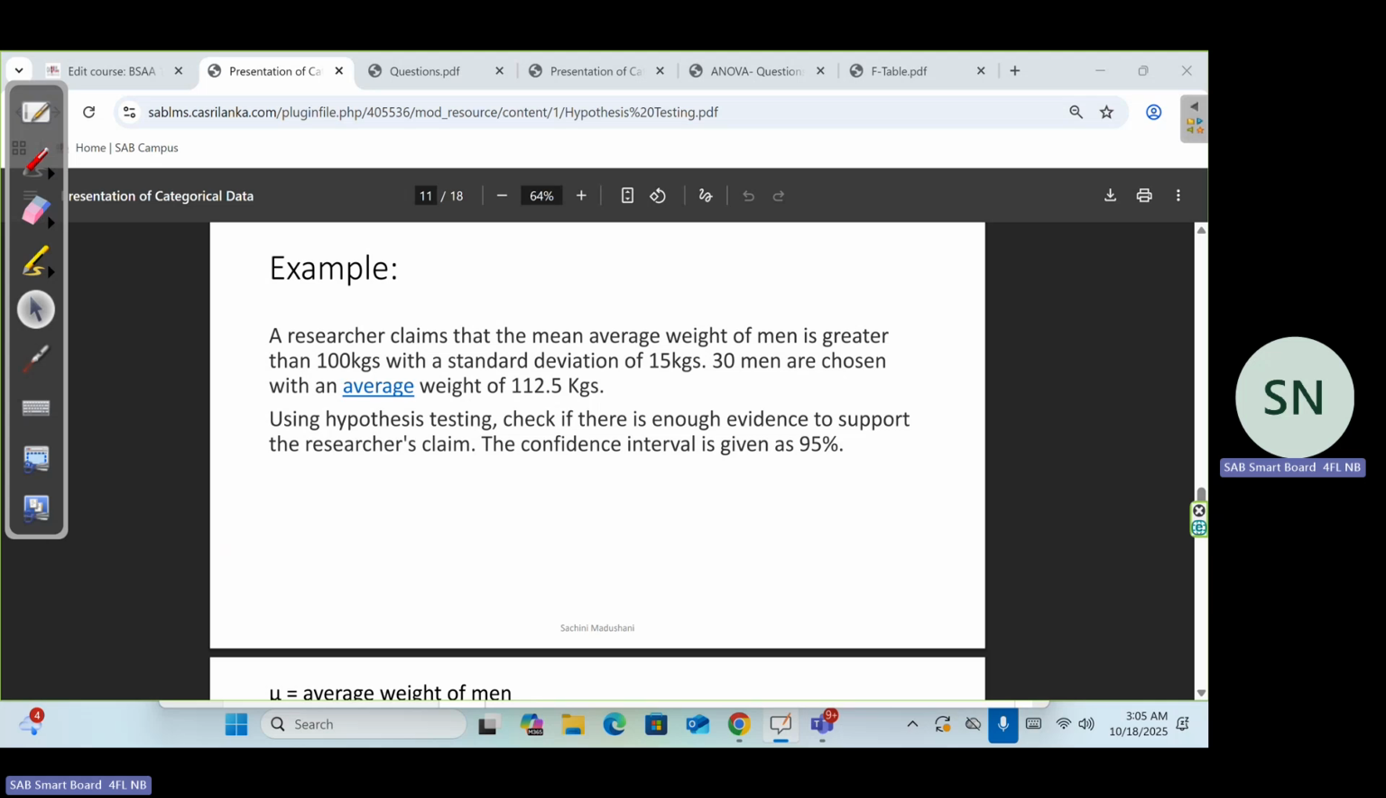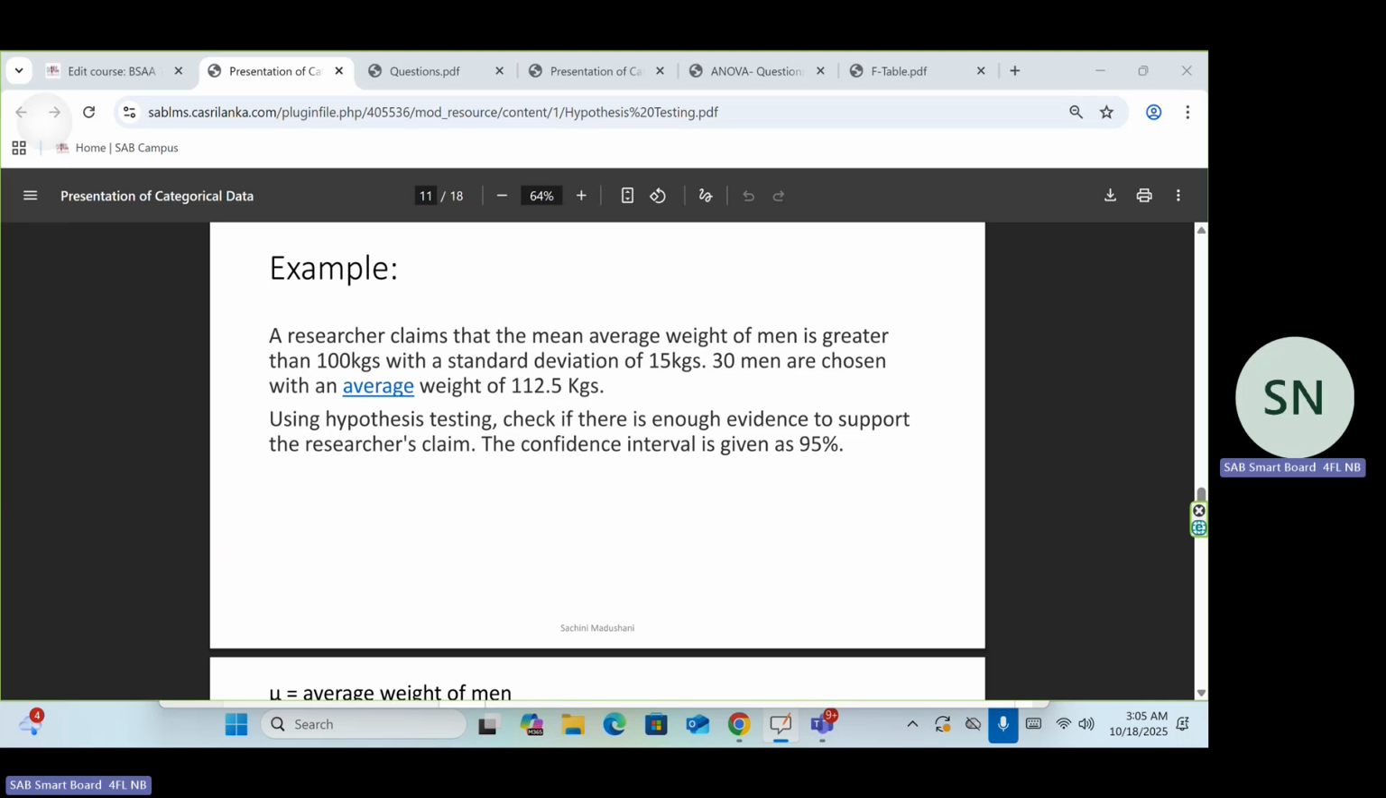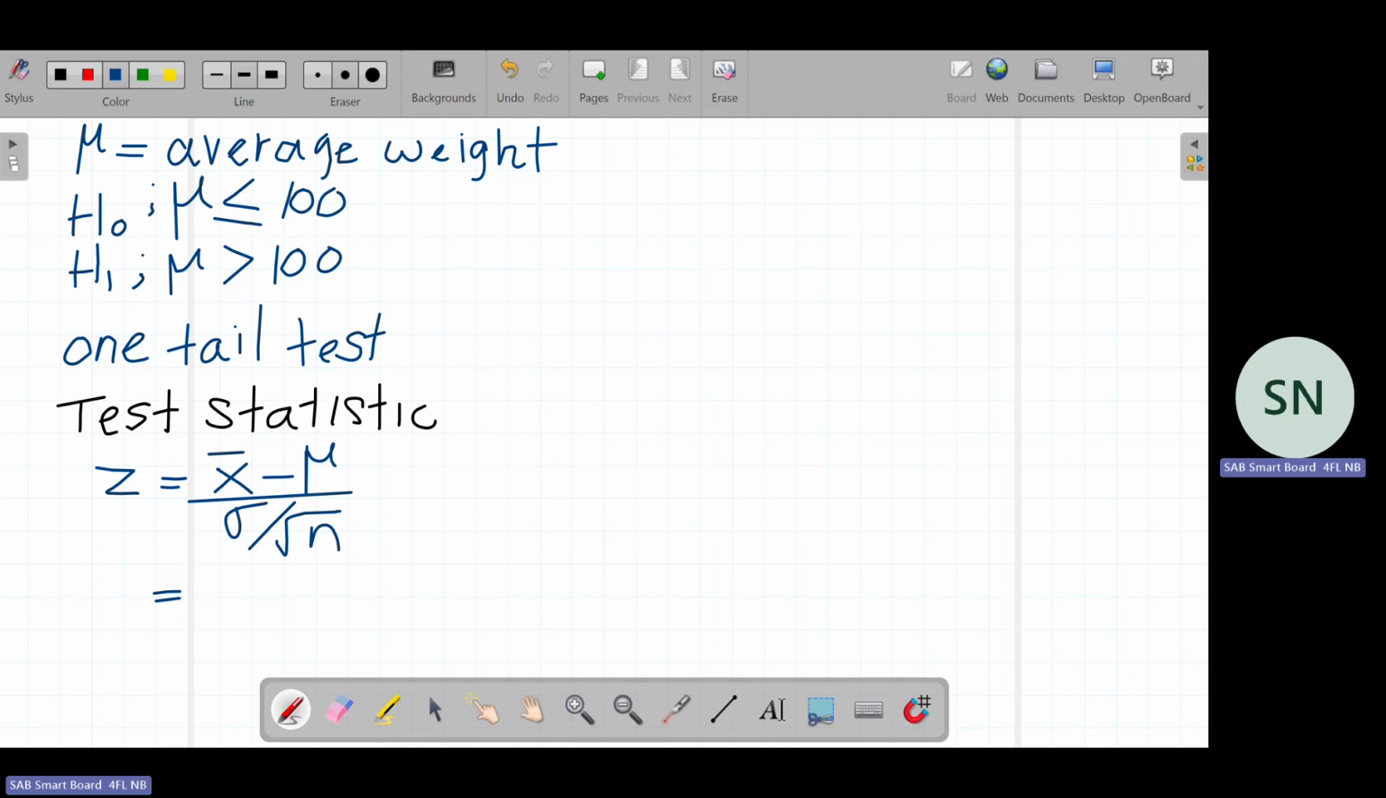Then what is the mean value here? The calculated mean value is 112.5. Okay, then 112.5 is the X bar. Why? Because this average weight is calculated using the sample. Understood? Then here we put the sample mean minus mu. What is the mu value here? You cannot calculate mu now, so it is only the expected value. What is it? 100.